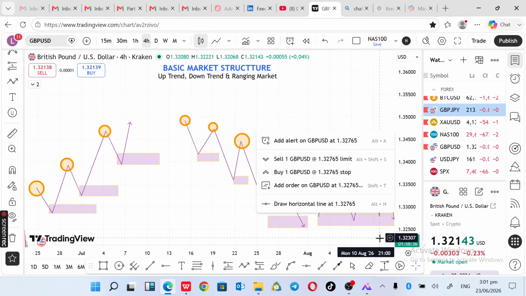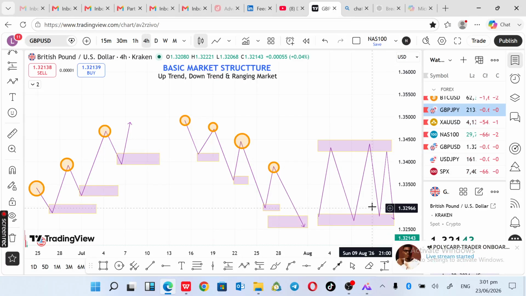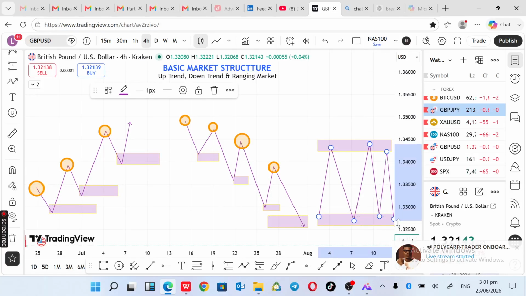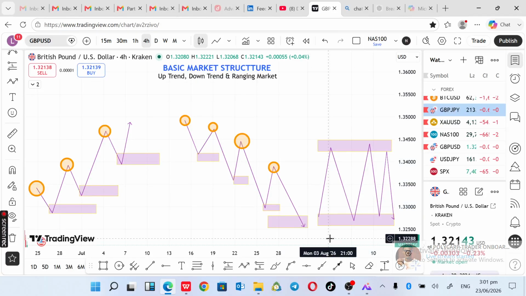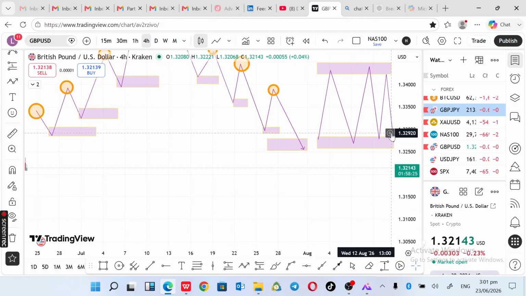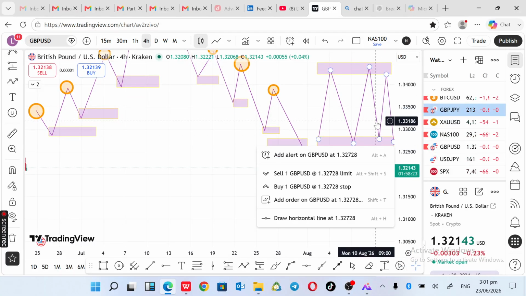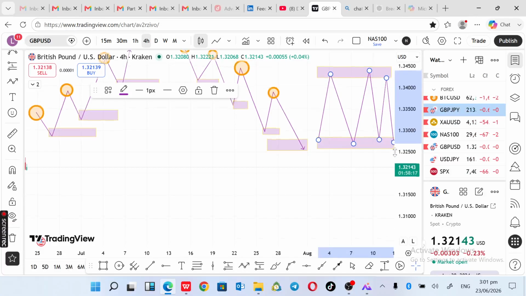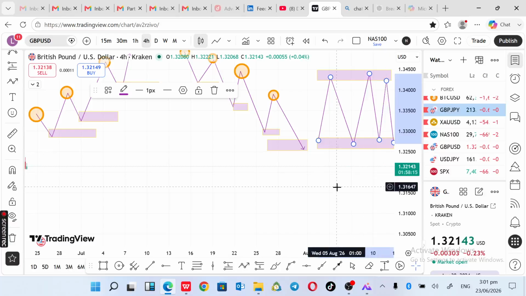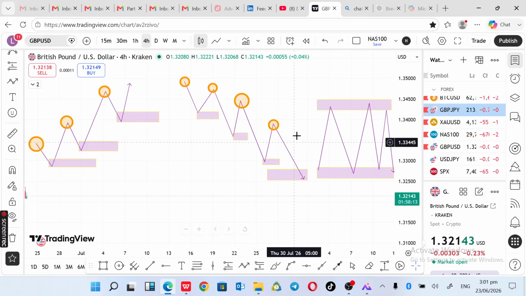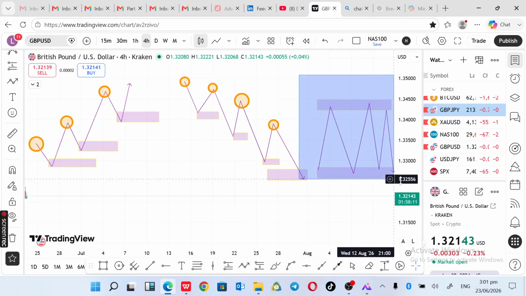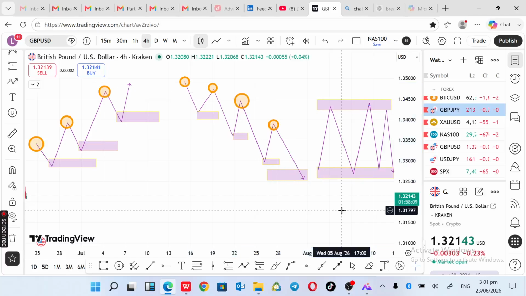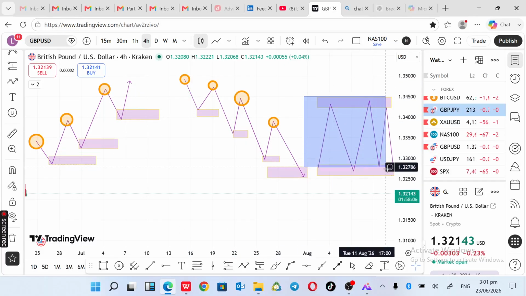It came below. Let me drag it down more. It came below the low. That's simply what a ranging market does. That's simply what the ranging market is, very unstable. I'm having a problem with adjusting. Okay, let me try this. But that's what the ranging market is, a very unstable market.